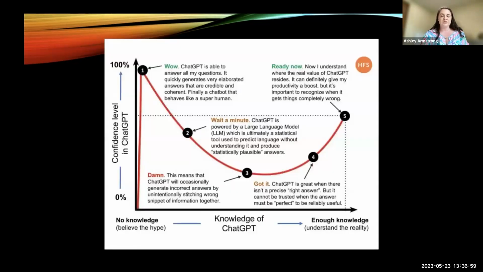I'm not sure how many of you have seen this helpful infographic, ChatGPT and the Dunning-Kruger effect. I think it's really illustrative of where many of us start out before we understand fully how generative AI works, and then where we end up once we start to play with the tech.